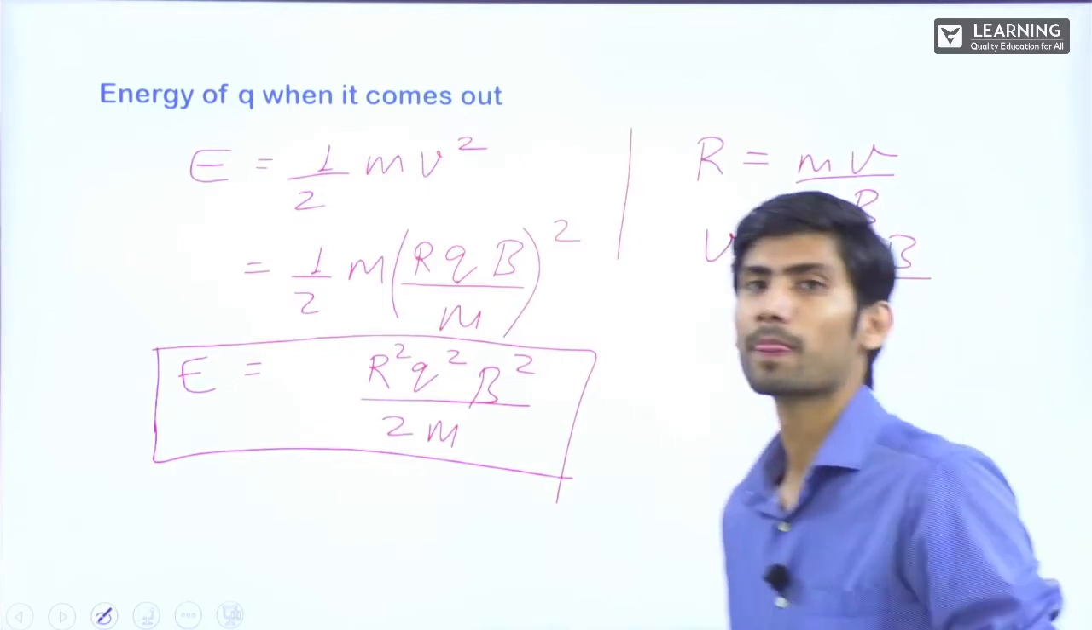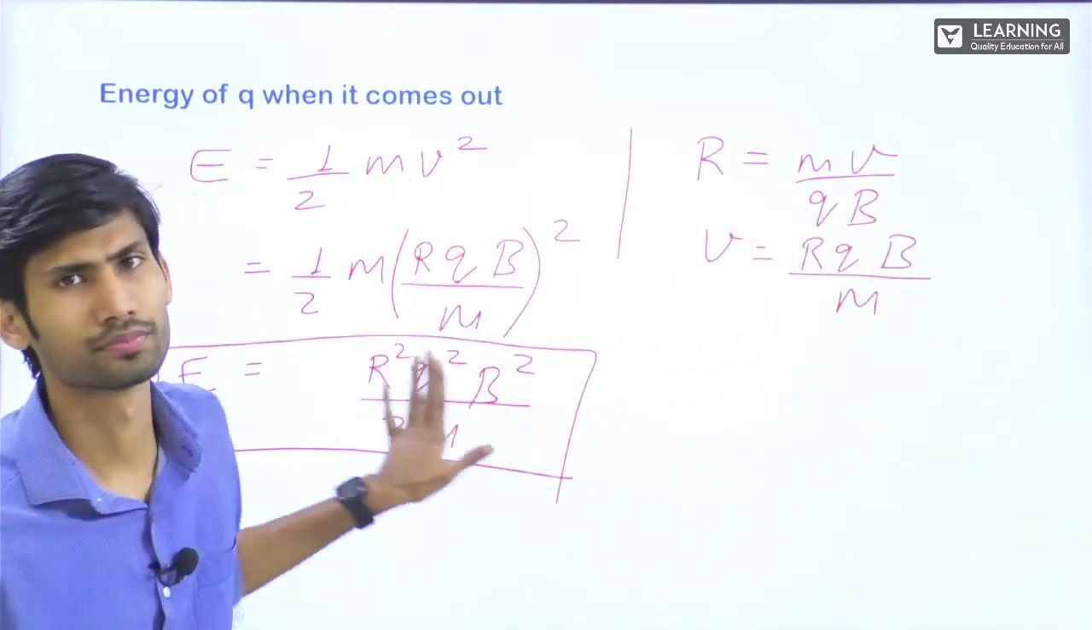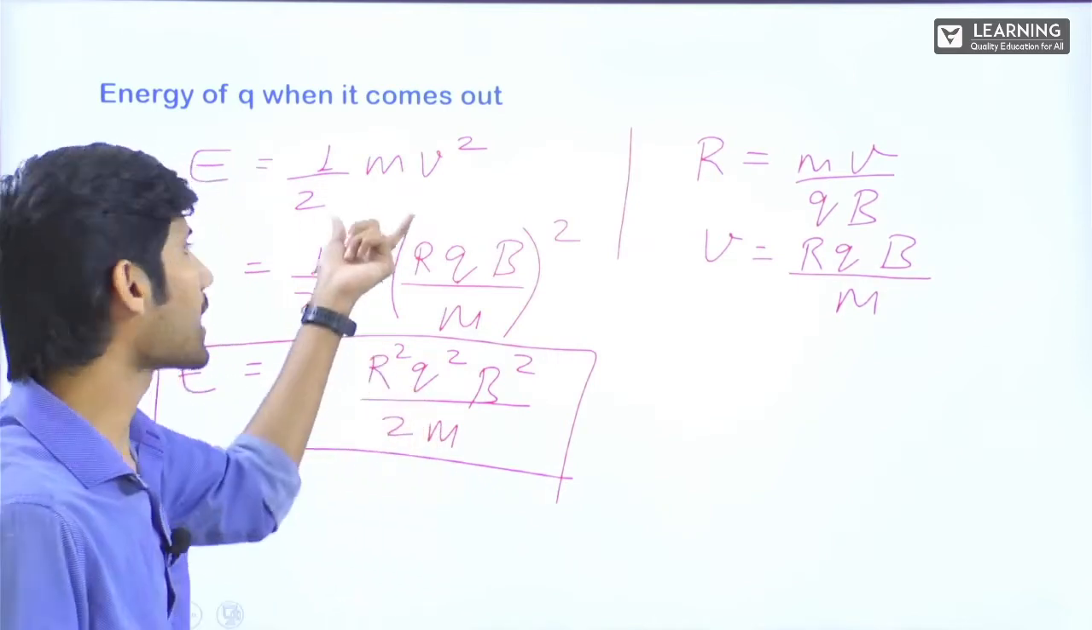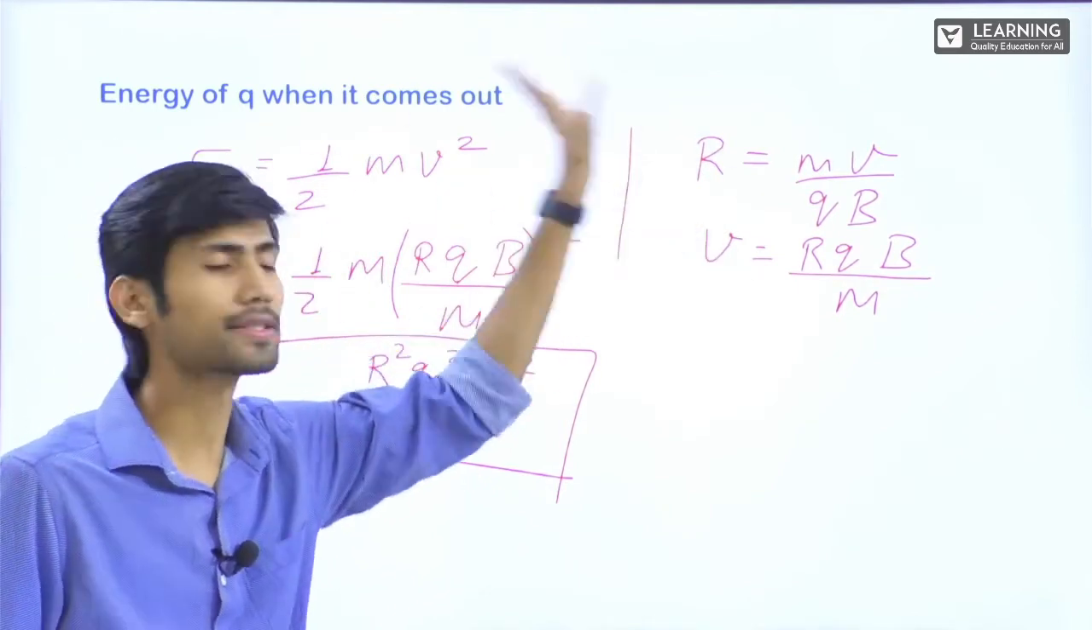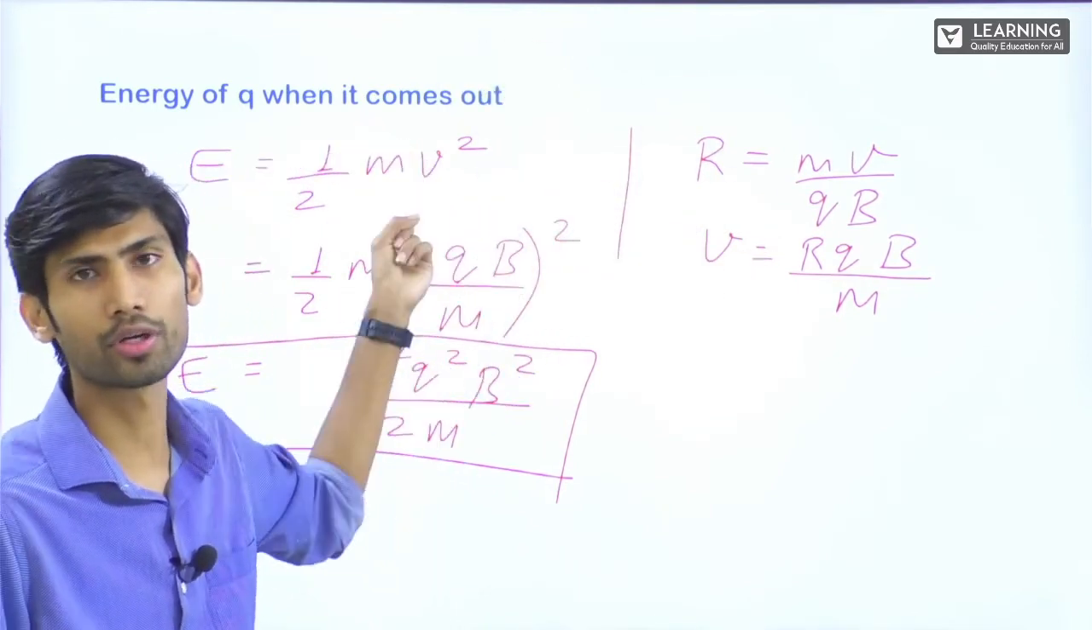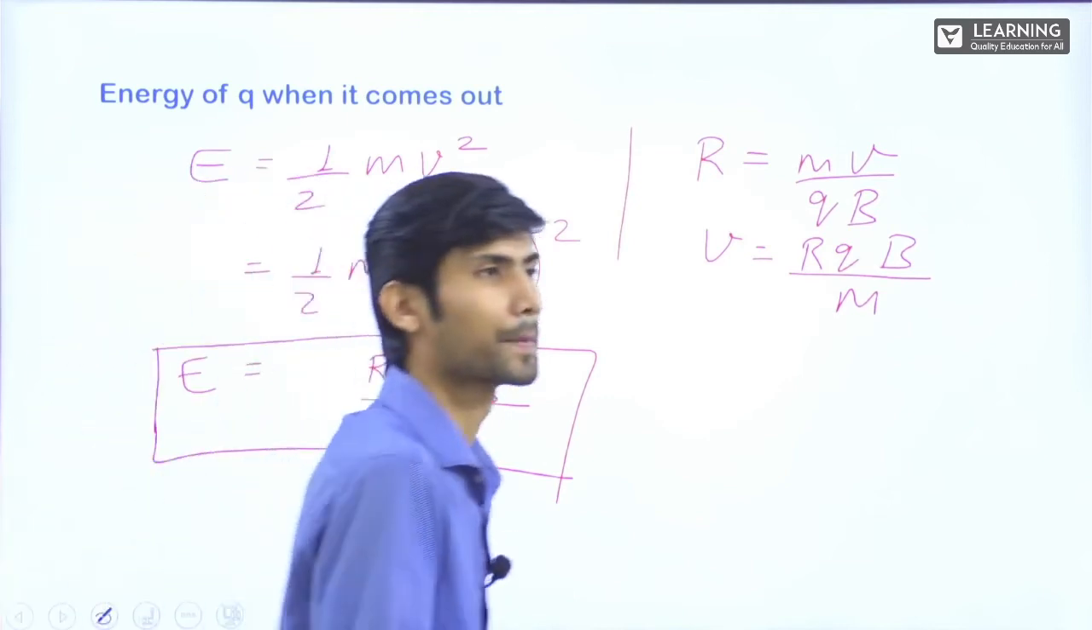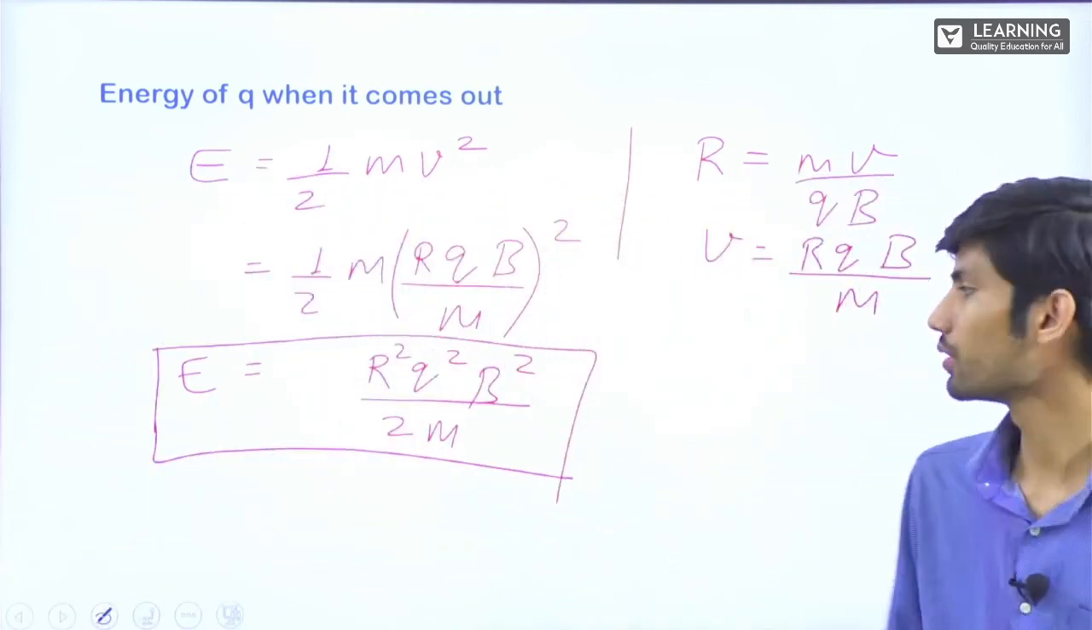Clear? No need to learn the formula. Formula is half m v square and radius is m v upon qB. From there get the v, put it here and get the energy. Alright.